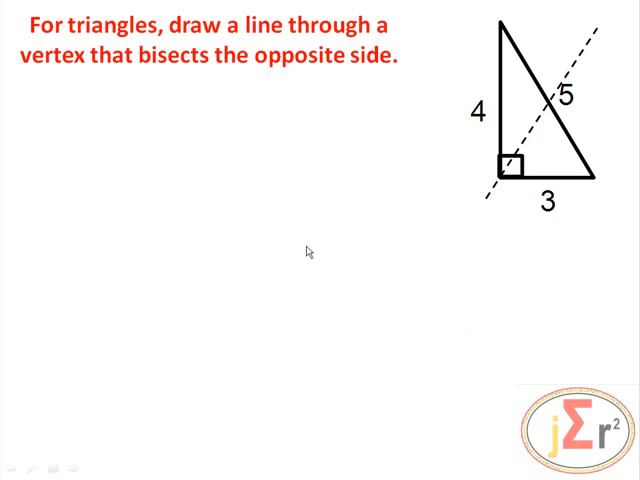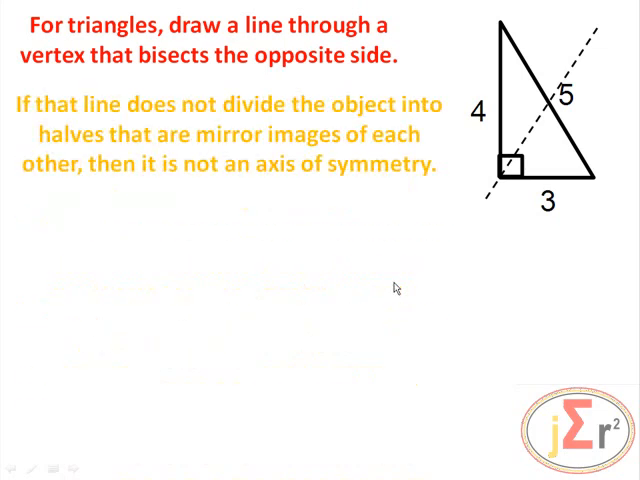That's the only possible way. Now, by actually drawing it, we will see that that one is not a line of symmetry. If that line does not divide the object into halves that are mirror images of each other, then it is not an axis of symmetry. So does it?